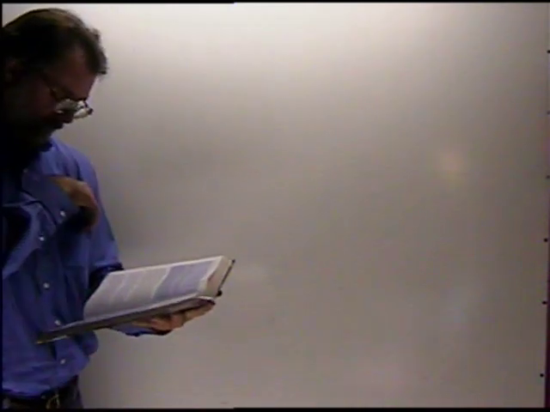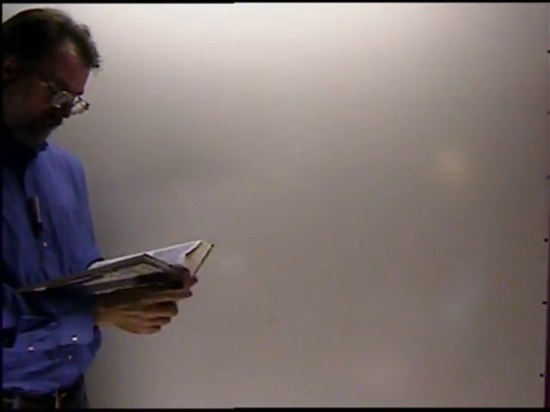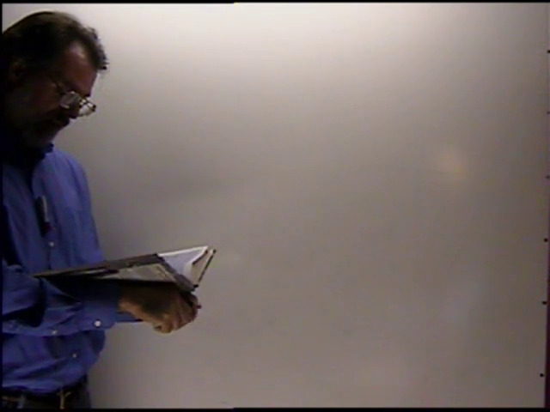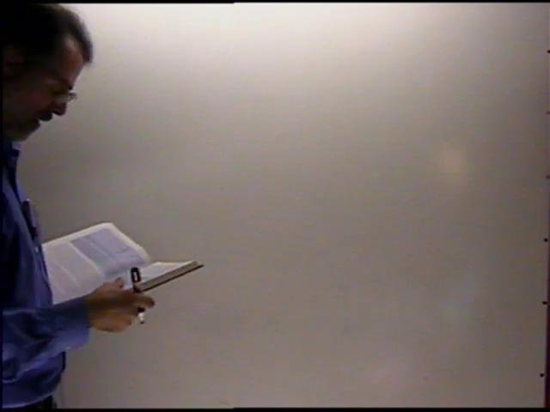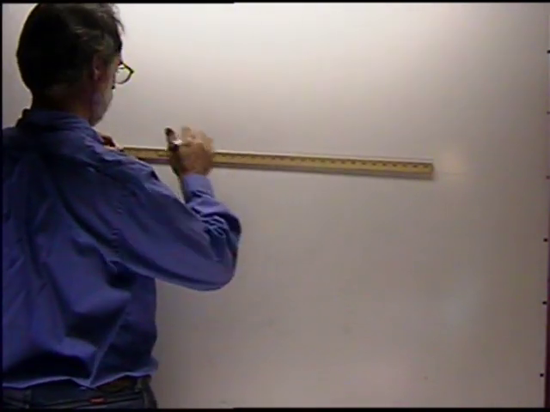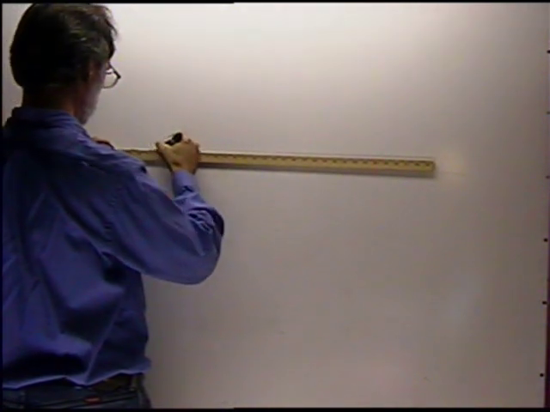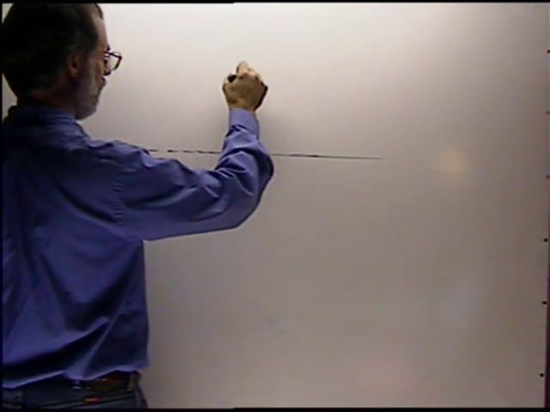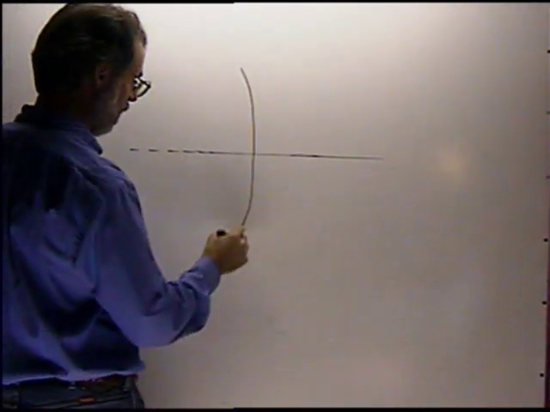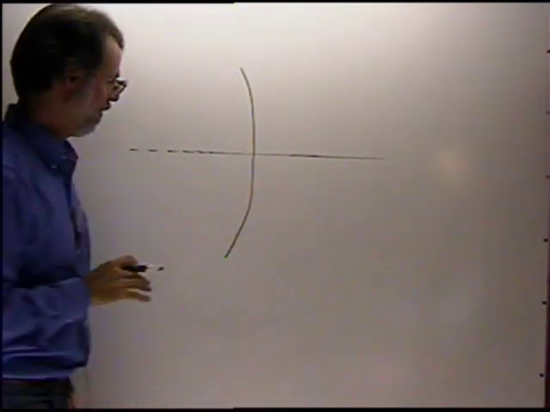Okay, on page 395 we have another situation. In this case it's a concave mirror, but the object is inside the focal point. So we have, here's our optic axis. We draw a concave mirror. Oh, that's not so good, but we'll let it go.